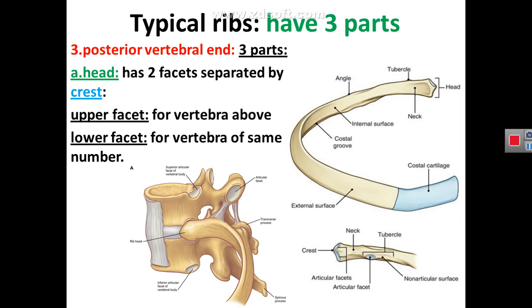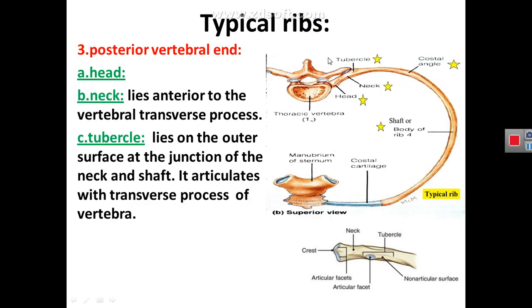Also, we have to say that the neck of the posterior end of the typical rib is related to the transverse process. Actually, the neck lies anterior to the transverse process of the thoracic vertebra, and the tubercle of the rib lies on the outer surface of the posterior end, and it articulates usually with the tip of the transverse process of the thoracic vertebra.